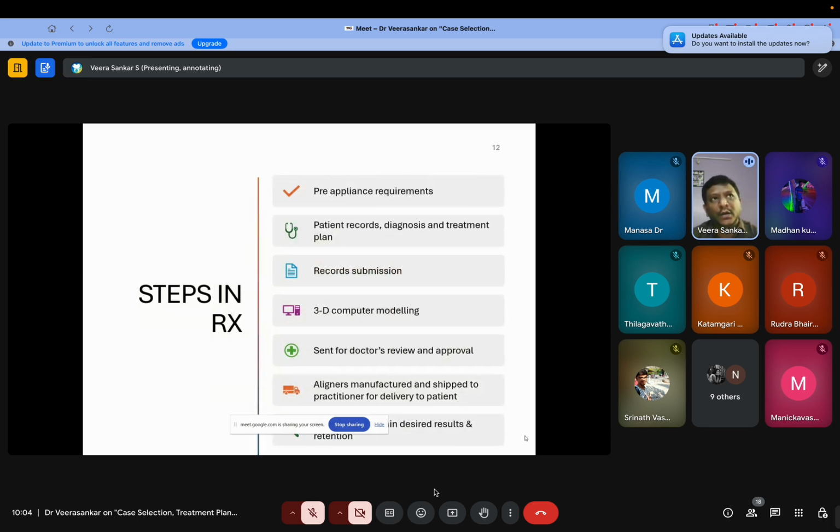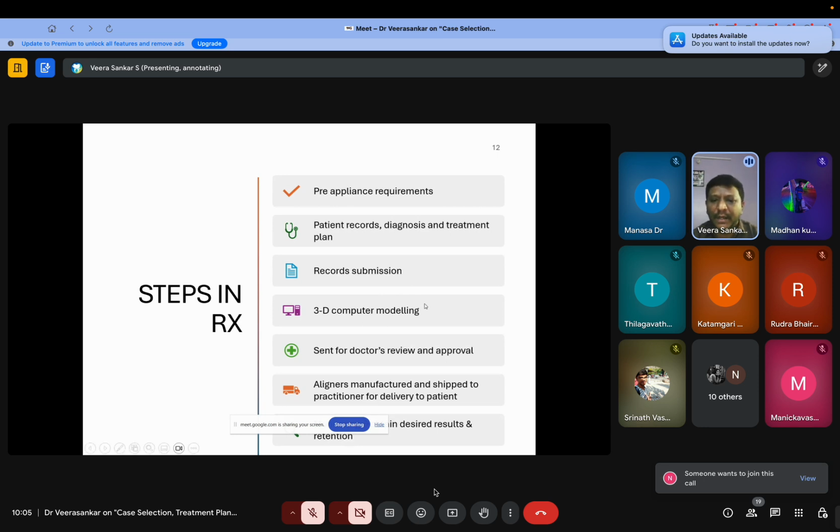So before discussing these two systems in detail, I'll just mention the steps before we decide on the method of choice of treatment, whether it may be an Essix system or an Invisalign system. These steps are common for both appliances. The steps involved are pre-appliance requirements, taking the patient records, making a proper diagnosis and treatment plan, record submission to the aligner providers, followed by 3D computer modeling where we can accurately plan the treatment.